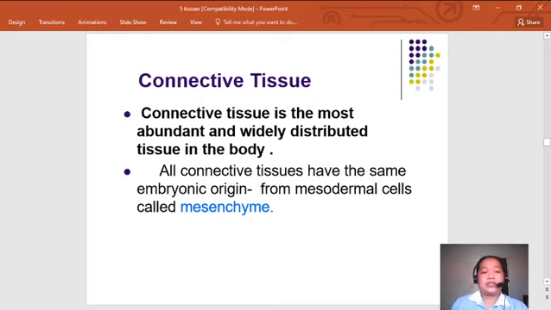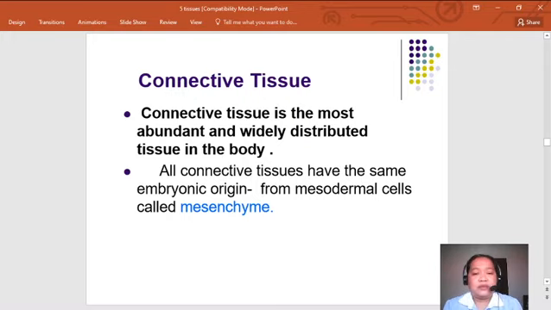So let's proceed to connective tissue. Now, connective tissue is the most abundant and widely distributed in the body of the organism. The main function is to connect all tissues. So imagine if we don't have connective tissue. Our eyes will fall out, our teeth will fall, it will not be attached in place. Our bones are not connected with each other, so we cannot move freely.